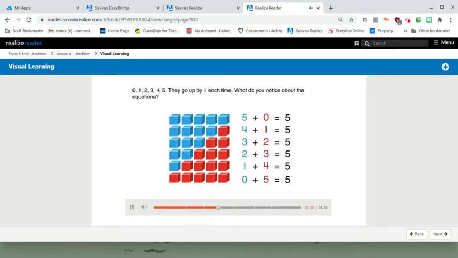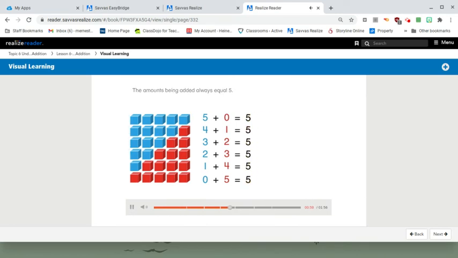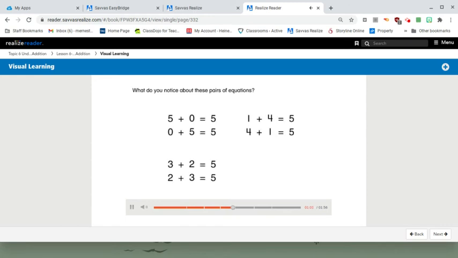What do you notice about the equations? The amounts being added always equal 5. What do you notice about these pairs of equations? The same numbers are added, but they are added in a different order.